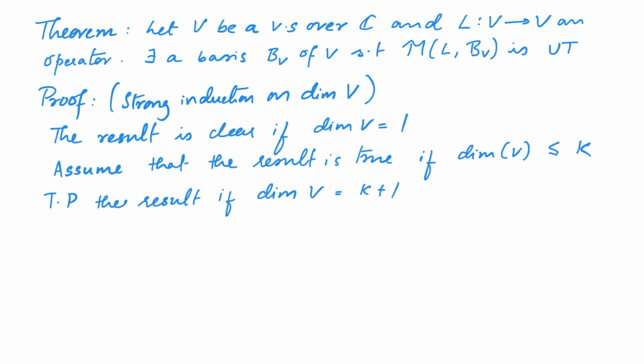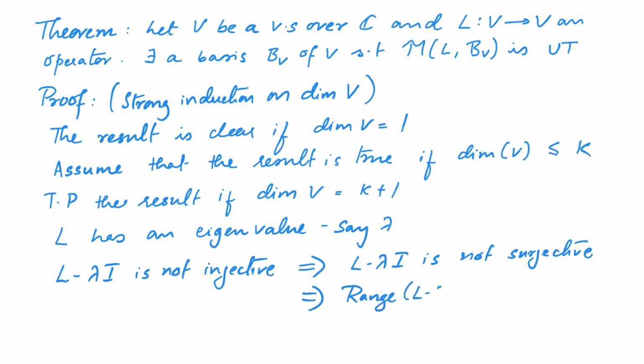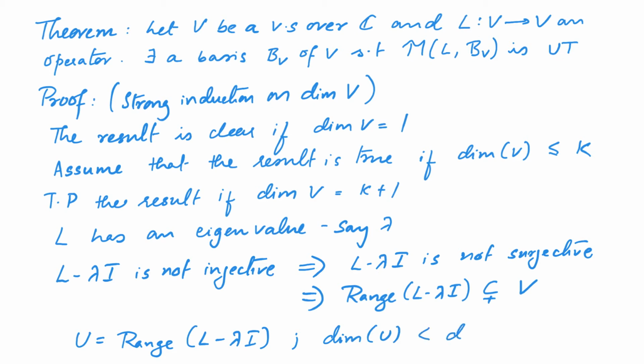We first notice that L has an eigenvalue. Let us call this eigenvalue lambda. Thus, L minus lambda I is not injective. But as the domain and codomain are both V, this would imply that L minus lambda I is not surjective either. But what does this mean? This implies that range of L minus lambda I is a strict subspace of V. In other words, if you define U is equal to range of L minus lambda I, then dimension of U is strictly less than dimension of V.